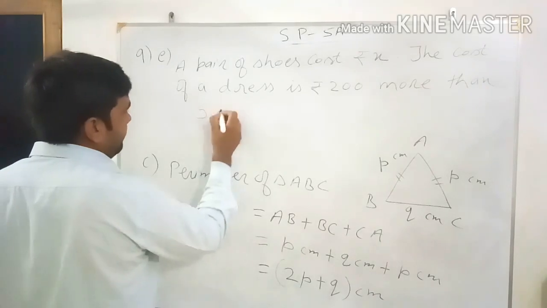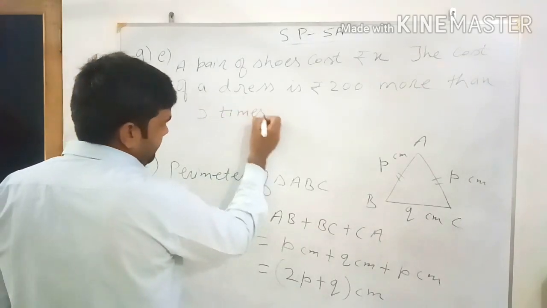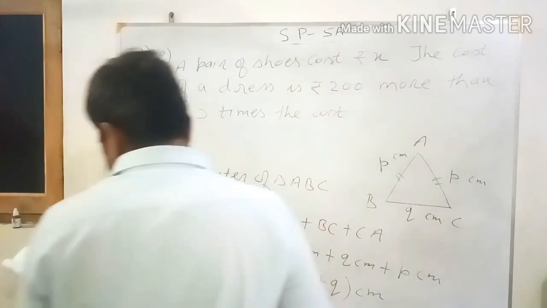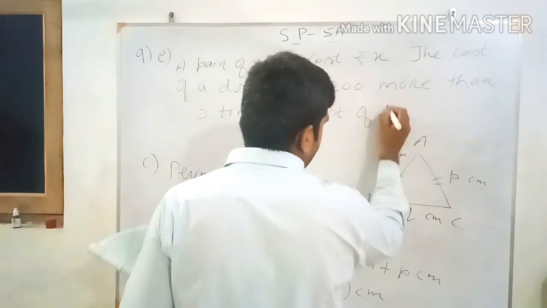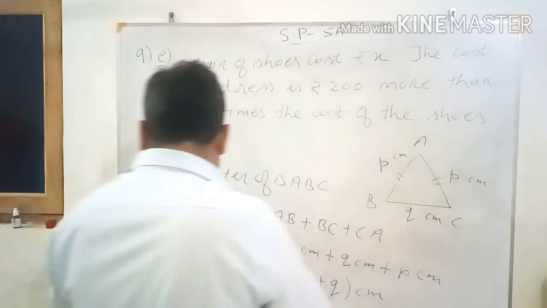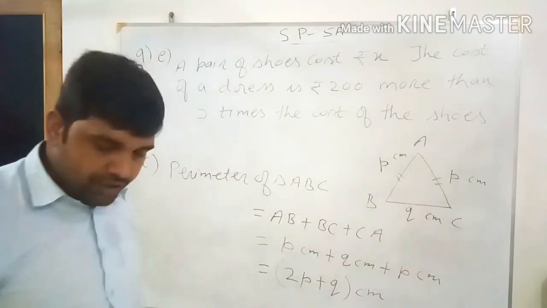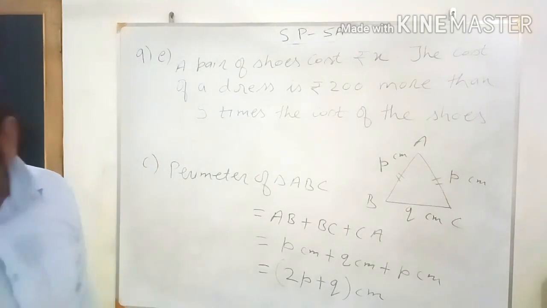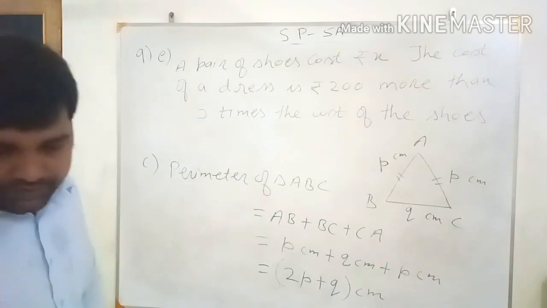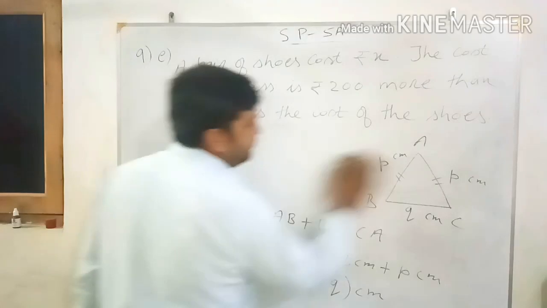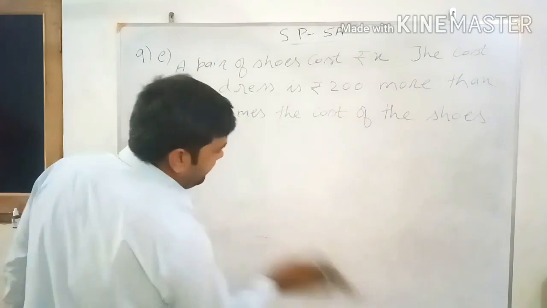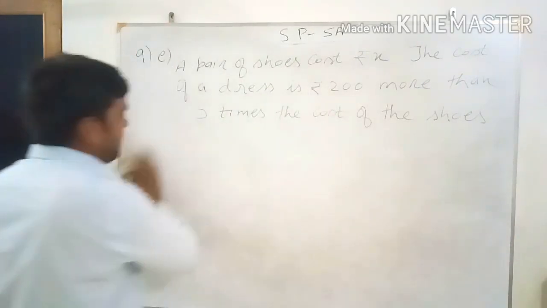So a pair of shoes costs rupees x and the cost of the dress is rupees 200 more than 5 times the cost of the shoes. Here we have to find the cost of the dress. So we have to write the expression which can find the cost of the dress.